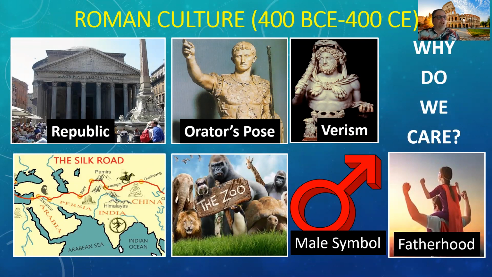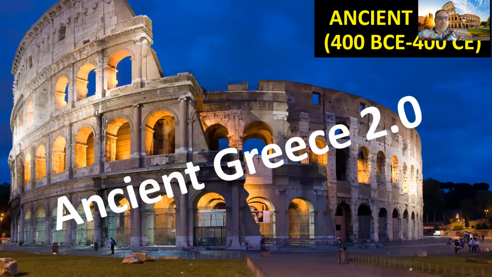They, along with China, are going to set up the Silk Road, exchanging gifts and trade all the way from the Eastern to the Western known world at the time. They're going to develop the first zoo. The male symbol comes from Aries. And the idea of fatherhood in being so important, being the head of the family, that is also going to be a Roman concept. But basically everything else is ancient Greece 2.0.